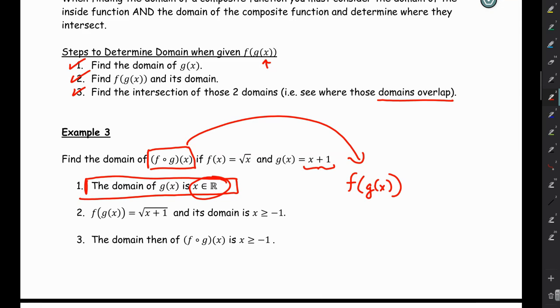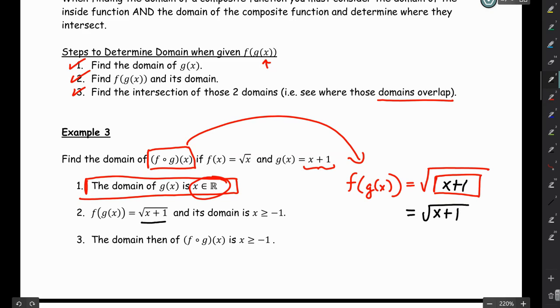Right now, if we take the g function and we input it into the f function, so we have, here's our box, right? That's where x is in the f function. And we put that in there. We're going to put x plus 1. Right? So f of g of x is the square root of x plus 1.